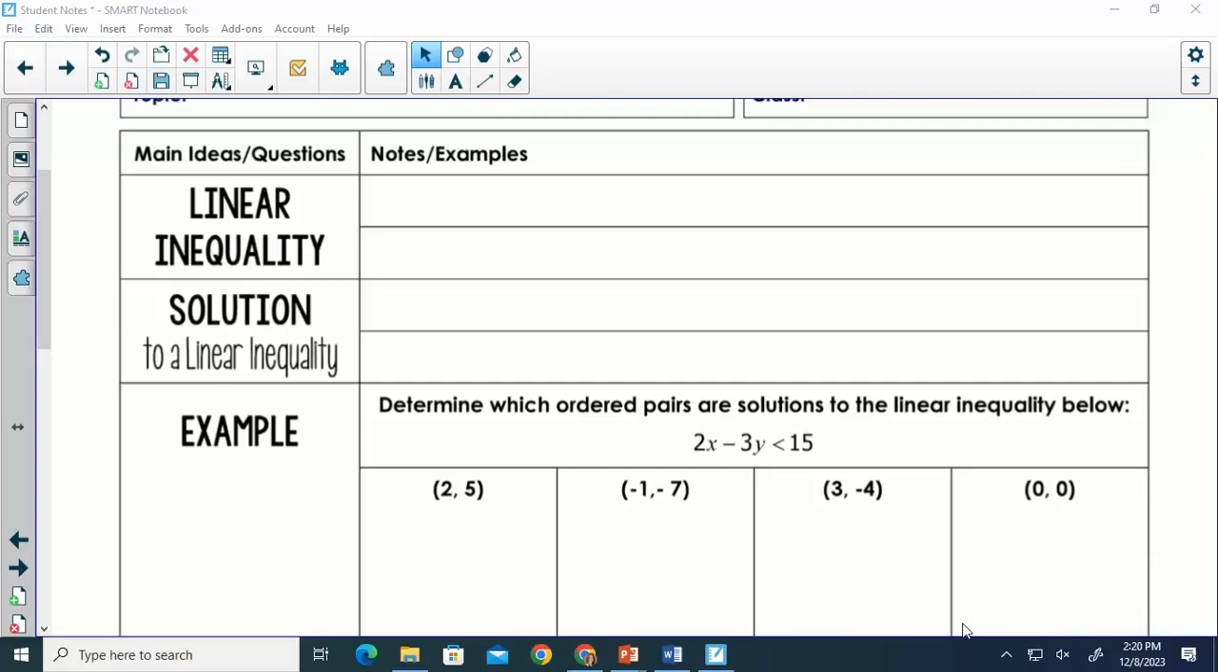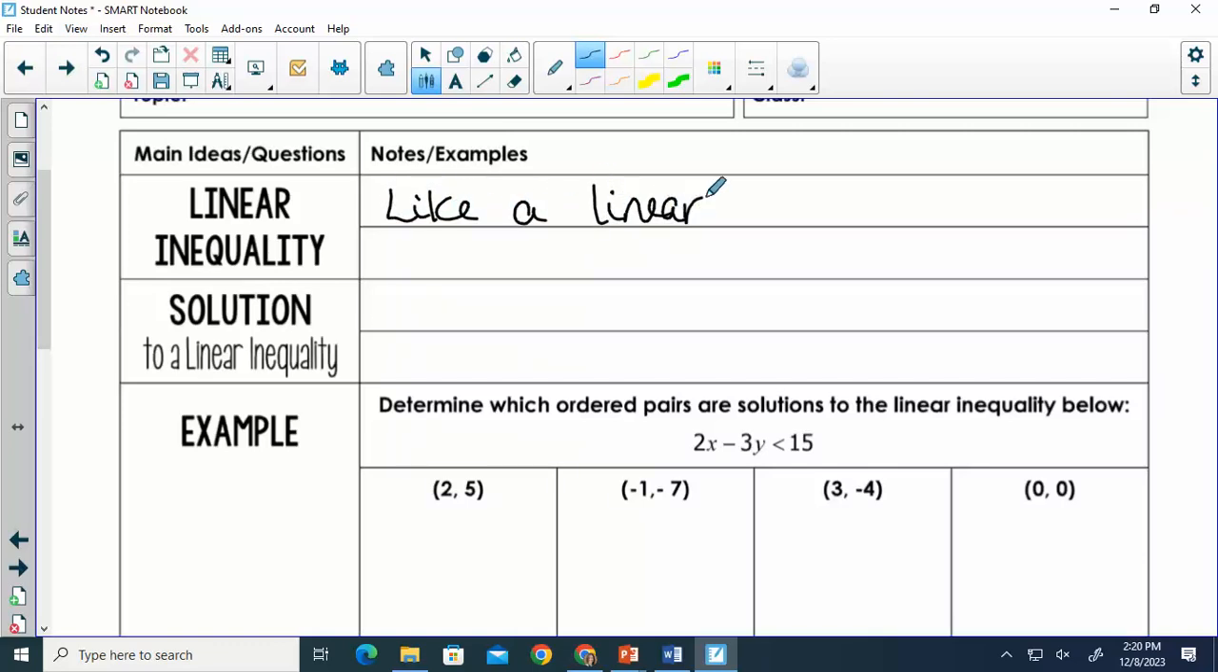So we have been dealing with systems of equations, and what we are going to do next is systems of inequalities. But we're not going to get into a true system of inequalities until Monday. Today we're just going to talk about how do we graph an inequality and look at our solution from that. So when we're talking about a linear inequality, it is like a linear equation, but it uses an inequality symbol.